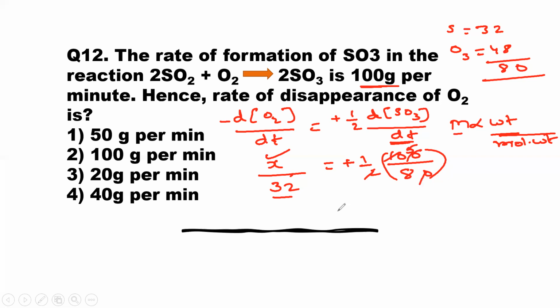So by this we can write X is equal to 32. This 32 will go this side. 32 into 5 by 8, so it is equal to 160 by 8, which is equal to 20. So 20 grams per minute is the answer.